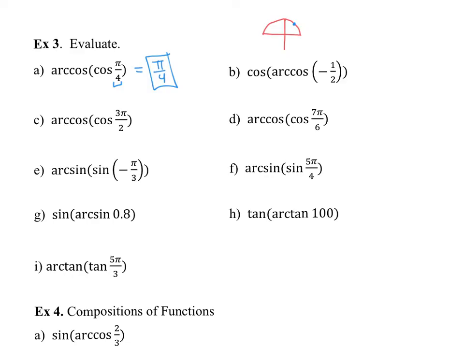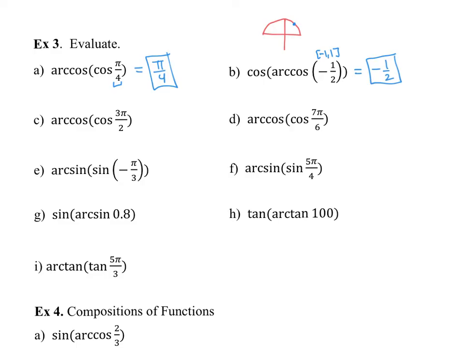Okay, for the next one, same. I'm just going to check and see if it's in the correct domain and range, and if so, I can cancel them. If not, I'll adjust. Okay, let me look at this. Arc cosine. Okay, this is between -1 and 1. So that means the cosine and the arc cosine should cancel each other out. So this just goes down to -1/2.